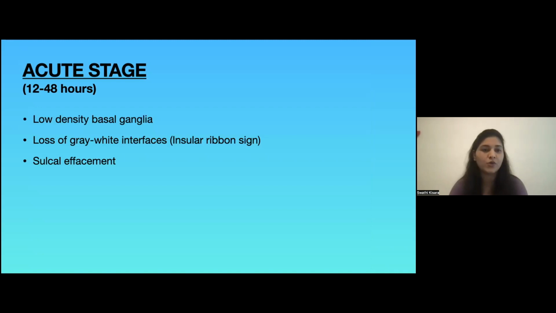Now coming to acute stage, which lasts between 12 to 48 hours. In this also we see the basal ganglia to be hypodense, and there is loss of gray-white interfaces, which is also called insular ribbon sign. And there is also sulcal effacement.